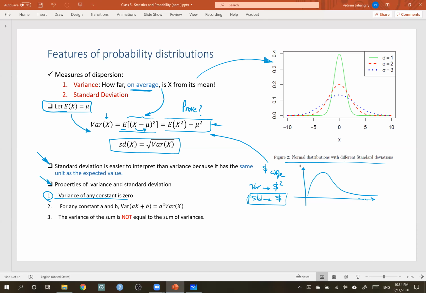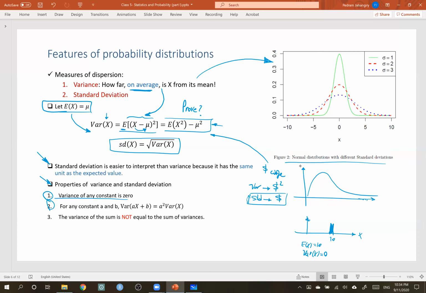You're centered at one. Imagine this is my random variable x, and it is only taking one value. What is the dispersion? 0. What is the expected value? Exactly that number. So if this is 10, the expected value of x is equal to 10, but the variance of x is equal to 0. So standard deviation is also 0, right? So that's property number 1.